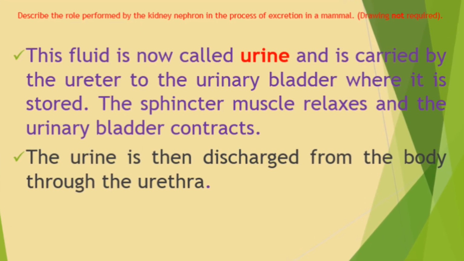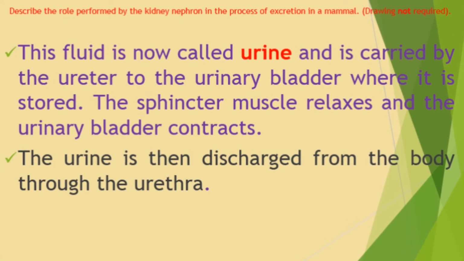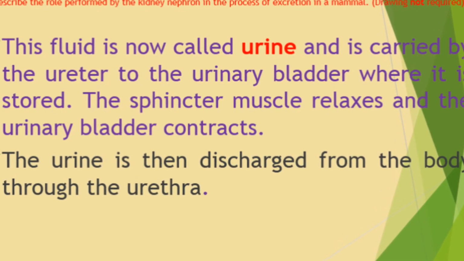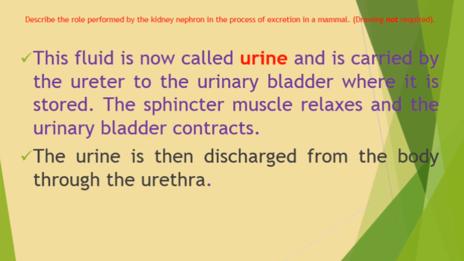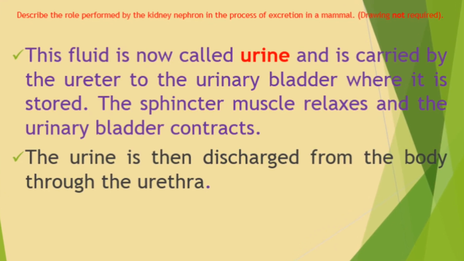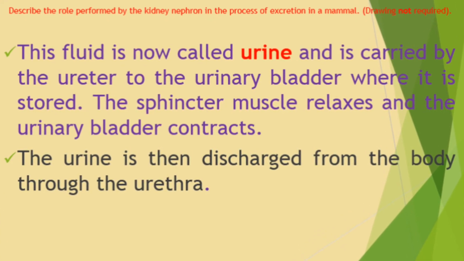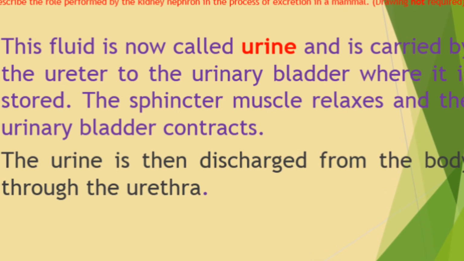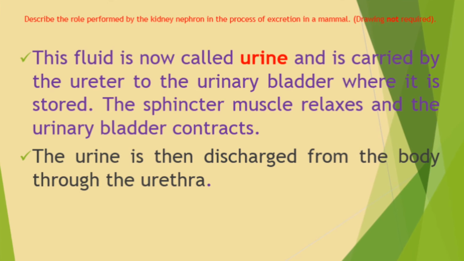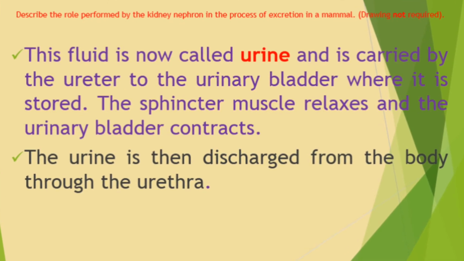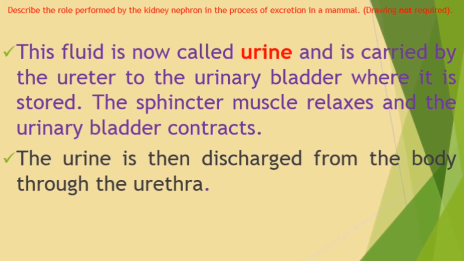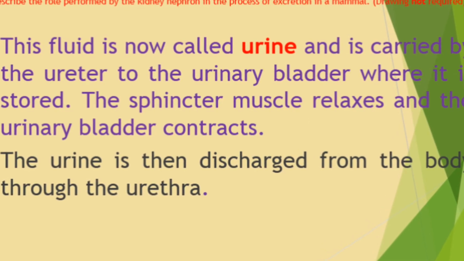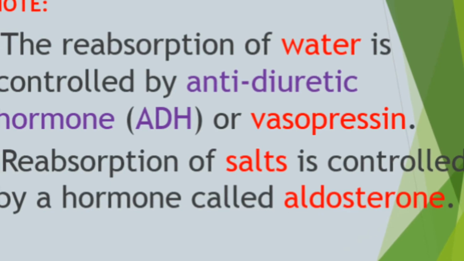This fluid is now called urine and is carried by the ureter to the urinary bladder, where it is stored, where we see the sphincter muscle relaxing and the urinary bladder contracting. The urine is then discharged from the body through the urethra. So discharge of urine from the body is through the urethra. That is the important role played by the kidney nephron.